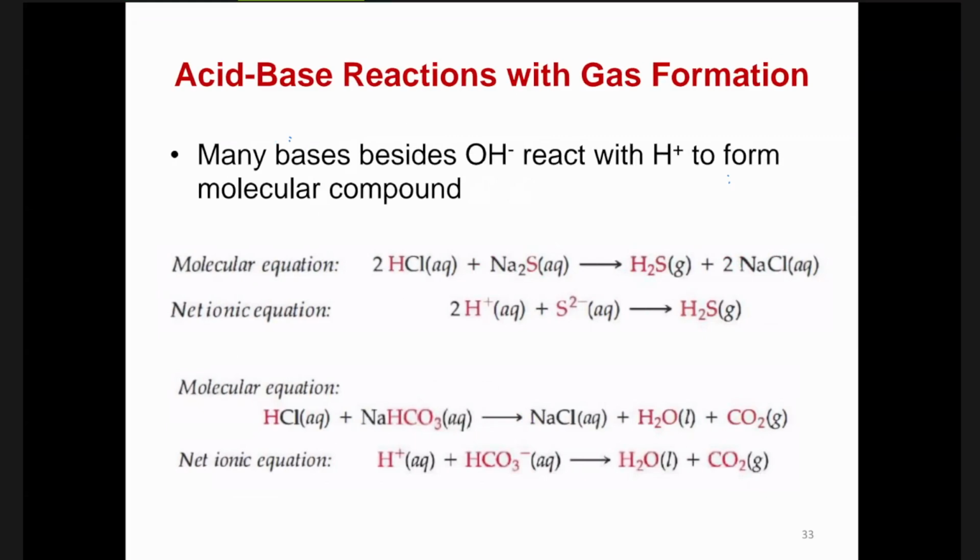Acid-base reaction with gas formation. Many bases besides OH- react with H+ to form a molecular compound. For example, when you have HCl and you put in sodium sulfide, you have H2S gas produced. Be careful, it's extremely toxic. It smells very strong and toxic.